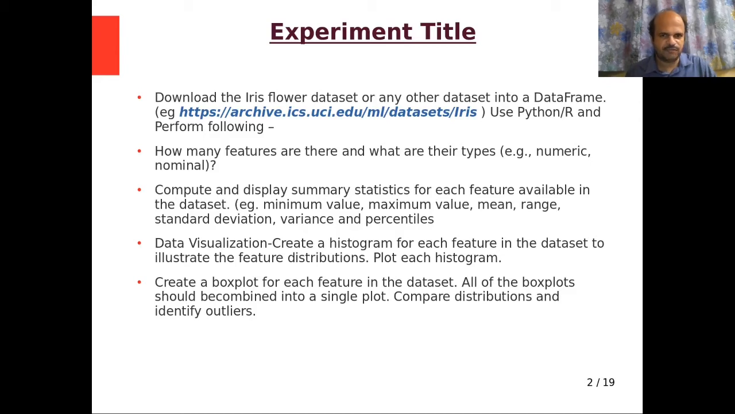First, how many features are there and what are their types. Second, compute and display summary statistics for each feature available in the dataset. Third, data visualization: create a histogram for each feature in the dataset to illustrate the feature distributions, plot each histogram, and the last, create a box plot for each feature in the dataset. All of the box plots should be combined into a single plot.